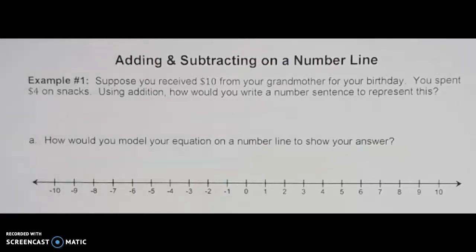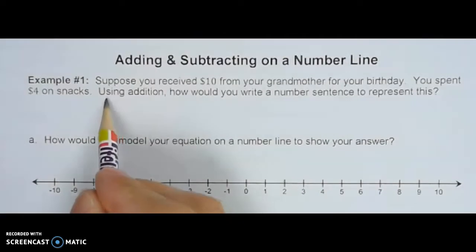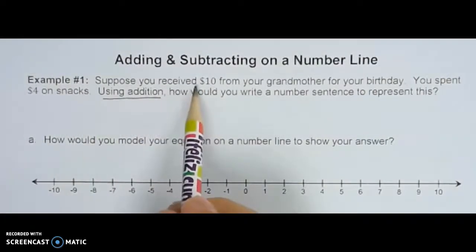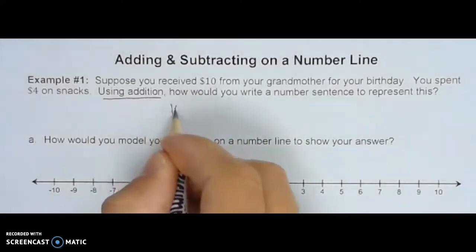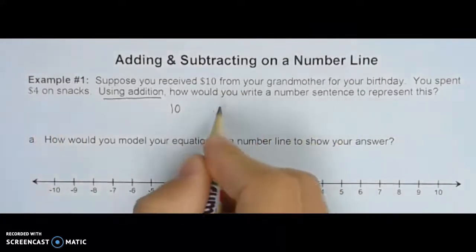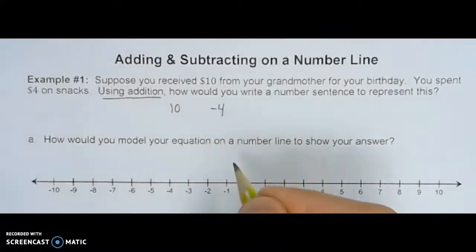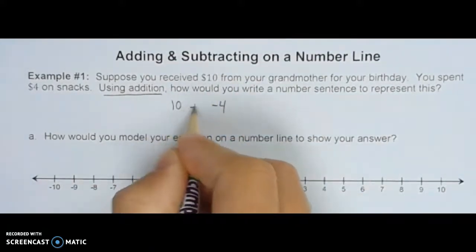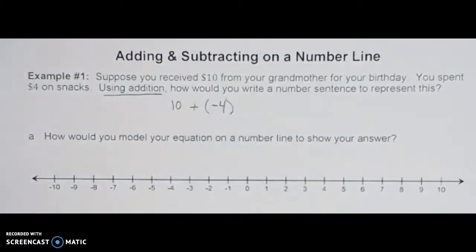In our first example, it says, suppose that you received $10 from your grandmother for your birthday. You spent $4 on snacks. Using addition, how would you write a number sentence to represent this problem? Well, let's think about what's happening here. If we receive $10, that's going to be represented by a positive 10. And if you spend $4, that's going to be represented by a negative 4. Since they want us to use addition here, I'm going to do the addition problem, 10 plus negative 4.